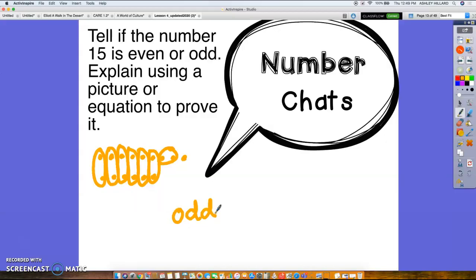Did you write odd? Then good job, you are correct. If you wrote even, now that I did my problem, I hope you see why number 15 is not an even number.